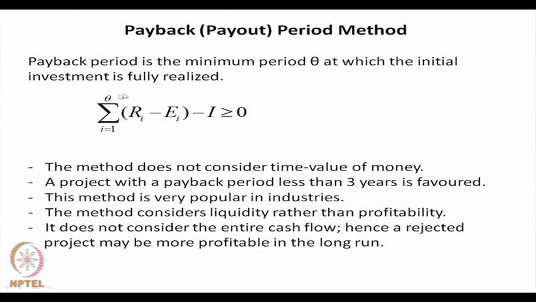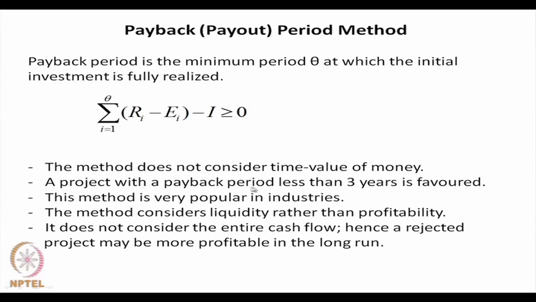This is how the payback period is calculated, and in the symbolic form it is given in this fashion: the sum of R_i minus E_i, revenue minus expenses for every year, summed over i equal to 1 to theta, minus the initial investment I should be greater than or equal to 0. As you can see, this method does not consider the time value of money.